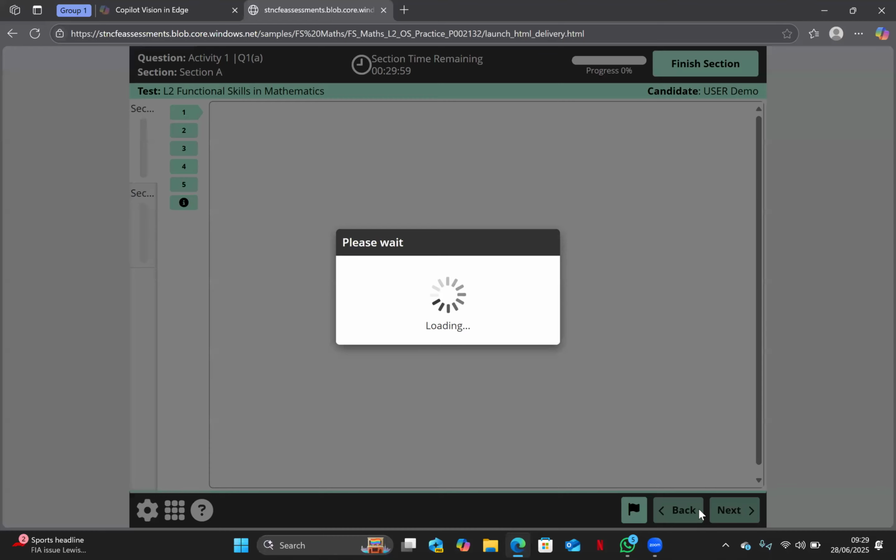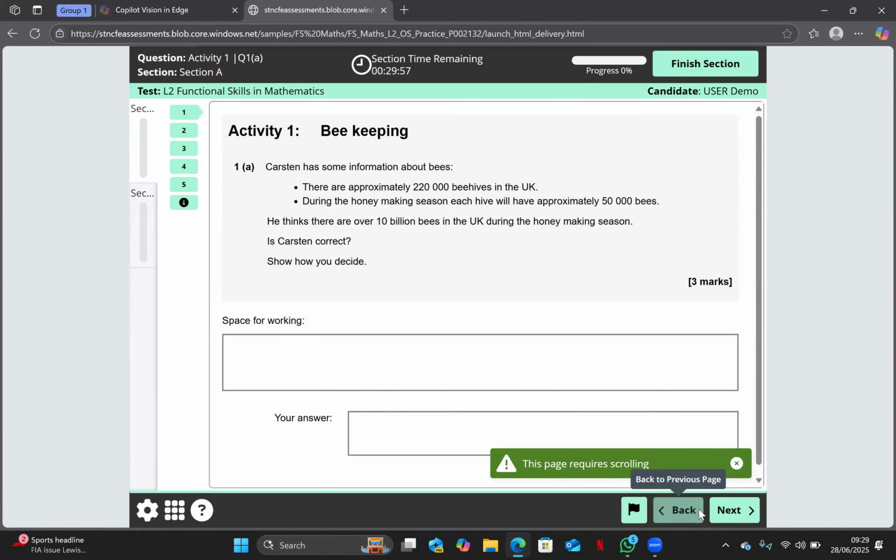So let's start. The first question is: Carson has some information. The first 30 minutes will be non-calculator and the rest will be with calculator. Carson has some information about bees. There are approximately 220,000 beehives in the UK. During the honey making season, each hive will have approximately 50,000 bees. He thinks there are over 10 billion bees in the UK during the honey making season. Is Carson correct?